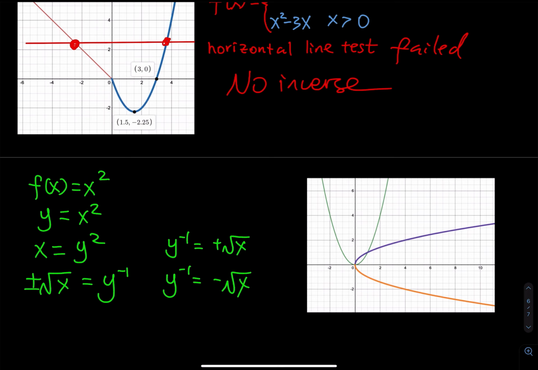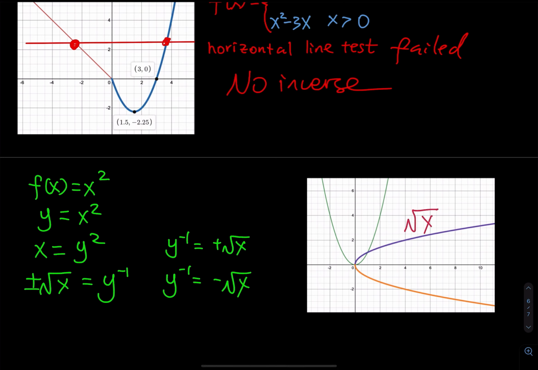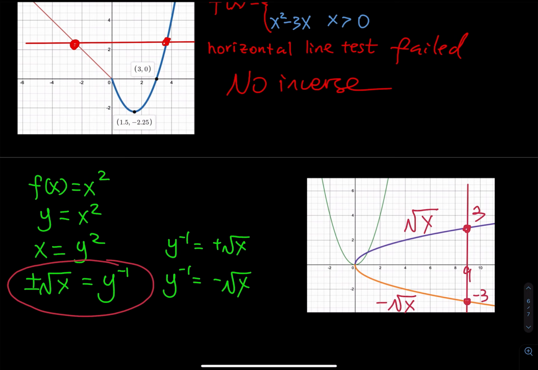And then here is the positive square root of x. Let me use a darker color to draw on the picture. This is positive square root of x. This is negative square root of x. In fact, this is not a function at all because the vertical line test failed. Let's pick an easier number. When x equals 9, y equals positive 3, and y equals negative 3. So this is a 1 to 2.